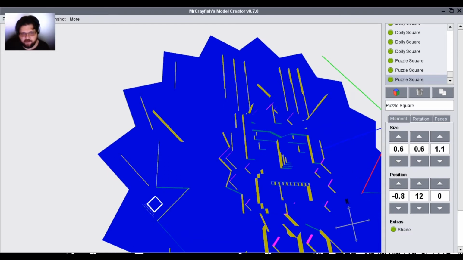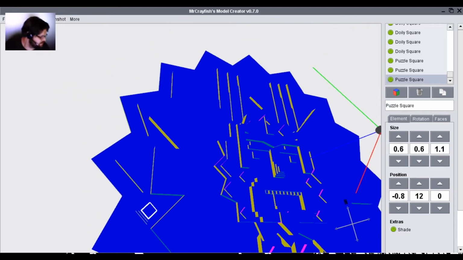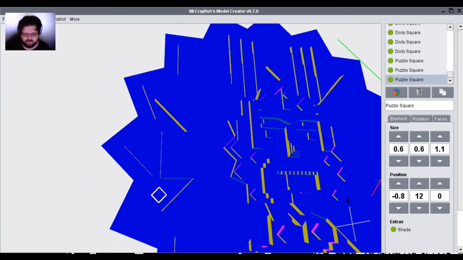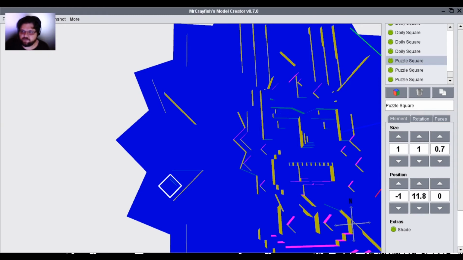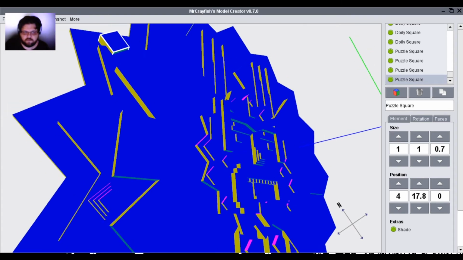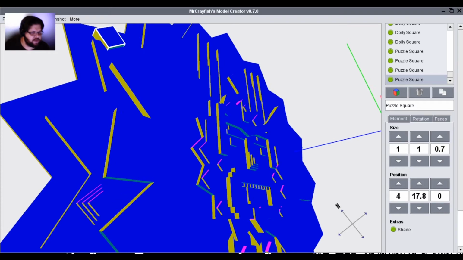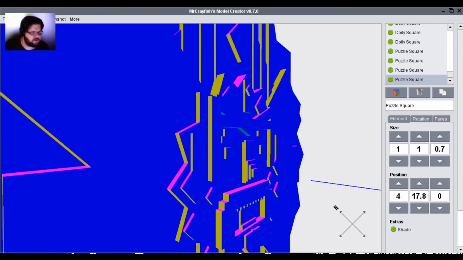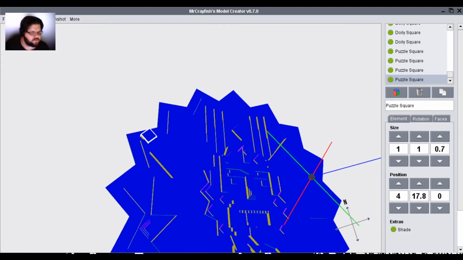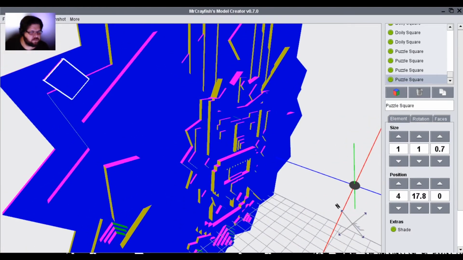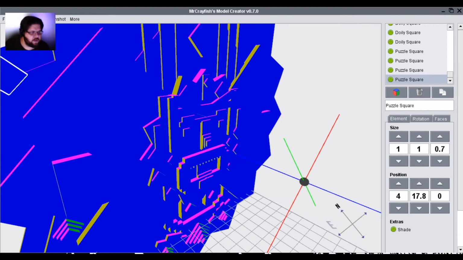Okay, one done. 3 more to go. 1, 2, 3. Yes, only 3 more of these. Actually, it should go right here, but with the way things are shaped, it won't go there. So I'll only do 2.